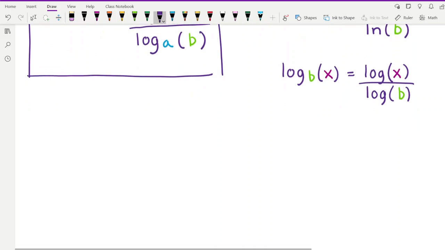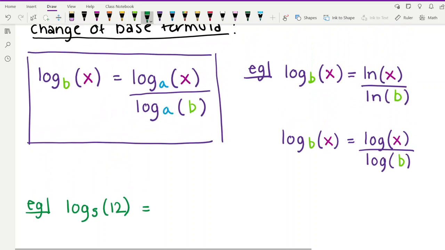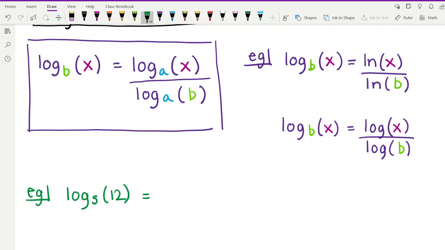So for example, let's say that you wanted to evaluate the example that we were talking about earlier. So let's say you wanted to evaluate log base 5 of 12. There are two different ways that you could do this using a calculator. So first, let's try it with ln. If you wanted to translate log base 5 of 12 into ln, in the numerator, you would be taking ln of 12. And in the denominator, you would be taking ln of 5.